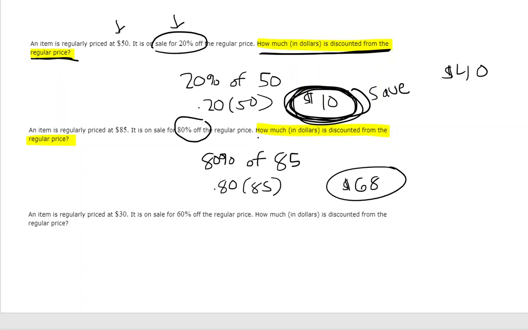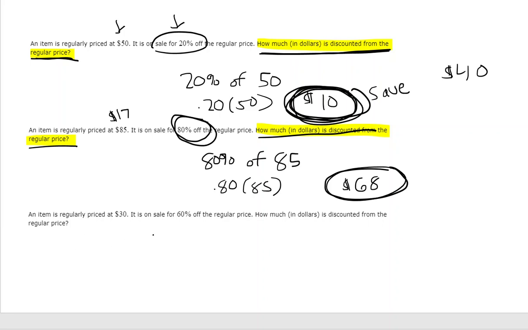So, how much is discounted from the regular price? Well, that would be $68. Now, this is kind of cool. So if it's 80% off and you get to save 68, that means for this item that regularly cost 85, you would only have to pay 17. So 80% off, that's a really good sale. Okay, let's do one more here.